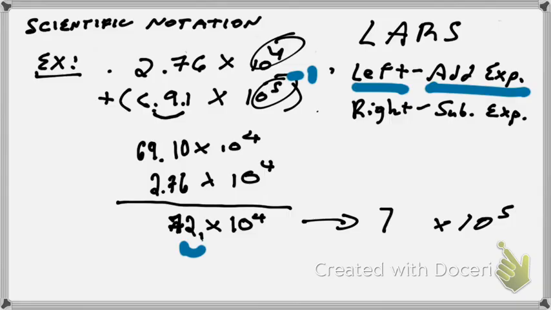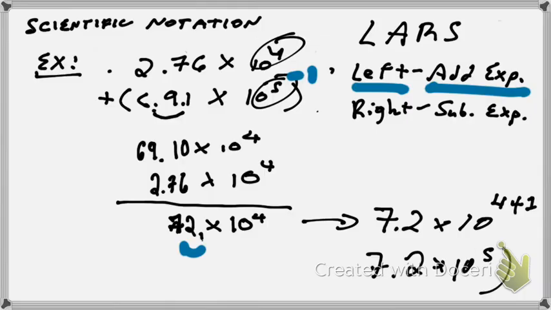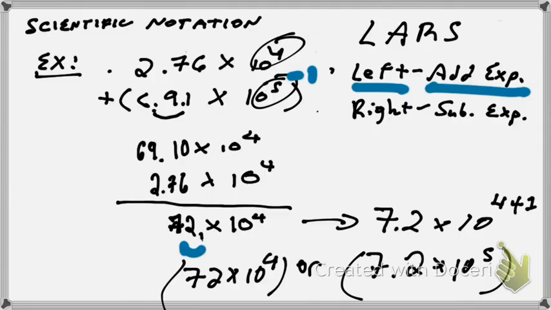And so our new number has become 7.2. Let me just erase this. And because of that, from 4, we added 1. And so when we converted it, we got 10 to the fifth. So both of these numbers are right. It can be written as 7.2 times 10 to the fifth, or it can be written as 72 times 10 to the fourth.